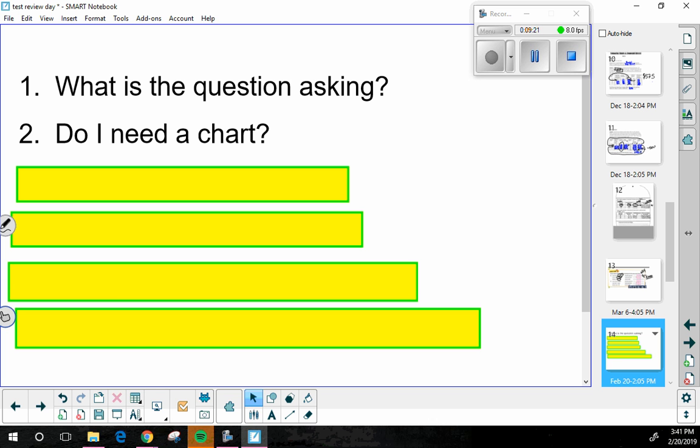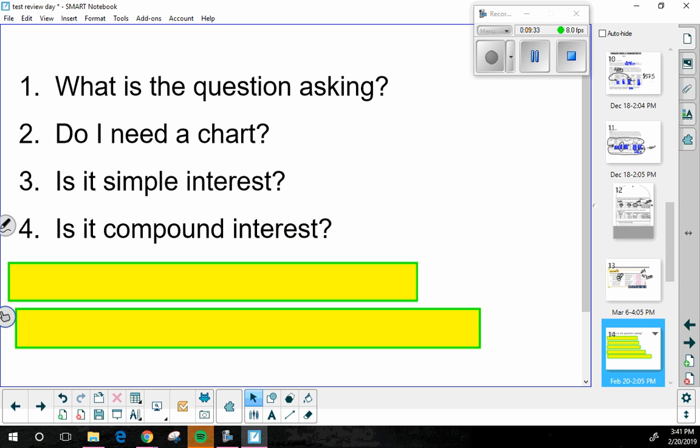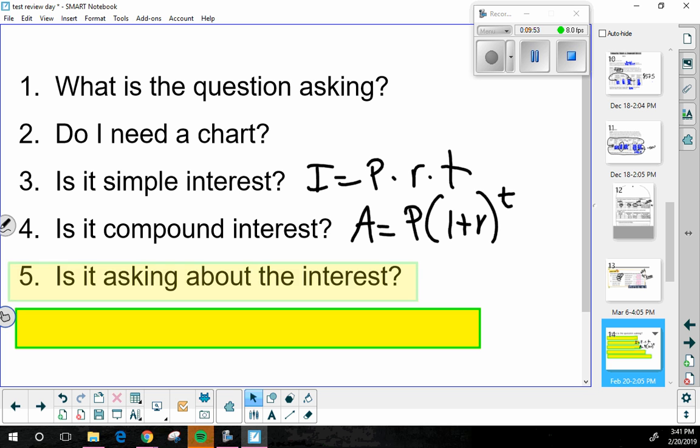What words are you going to be looking for to decide whether or not you need a chart? Each year or each month or each birthday or each something. Is it simple interest? Is it compound interest? If it is simple interest, your formula is I is equal to P times R times T. If it's compound, boom, just like that.